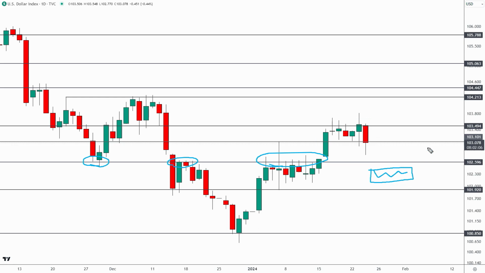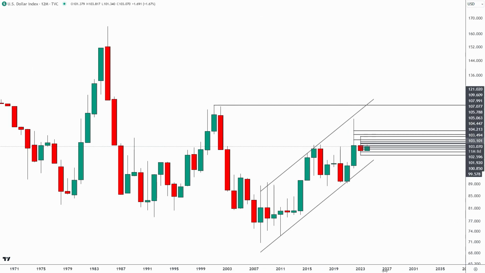Now, if on the other hand, we see the DXY recover today back above 103.10, then we're still just looking at a range-bound market, with 103.50 being the key for the DXY. So this is what we've talked about for the past few videos.